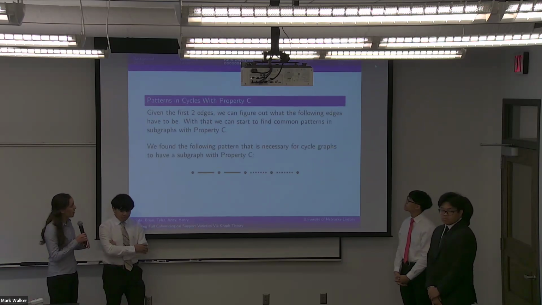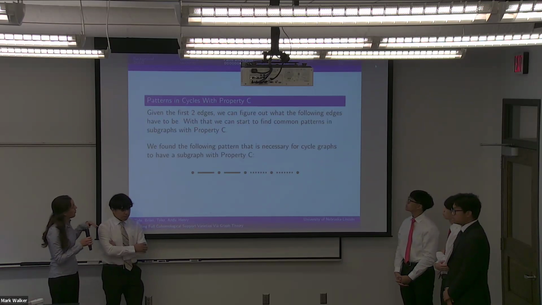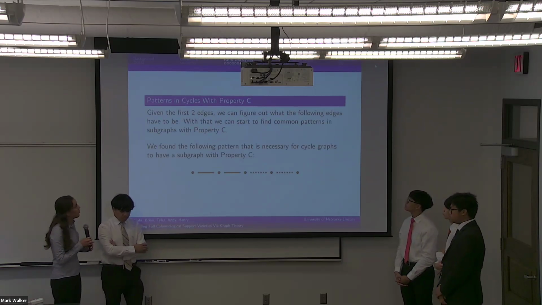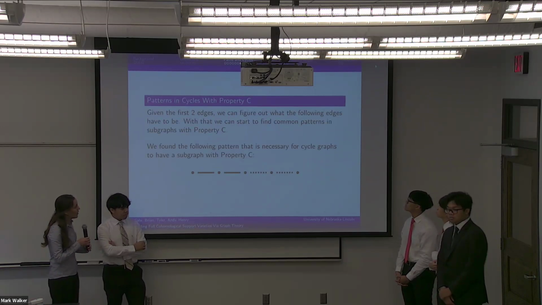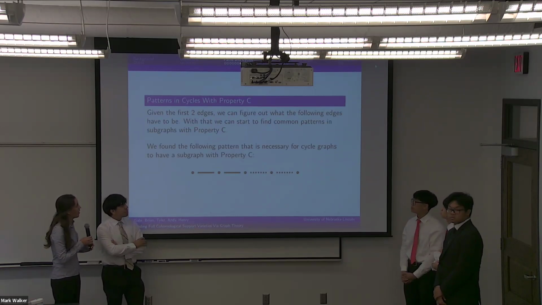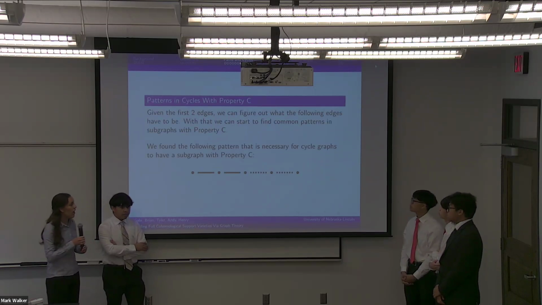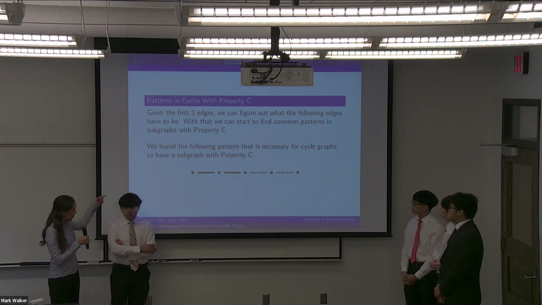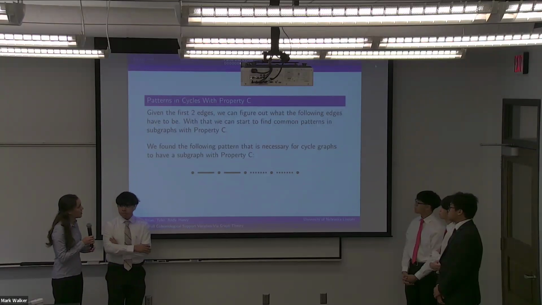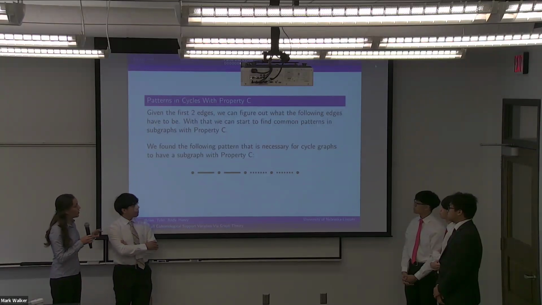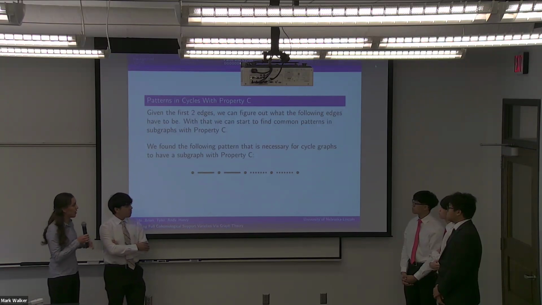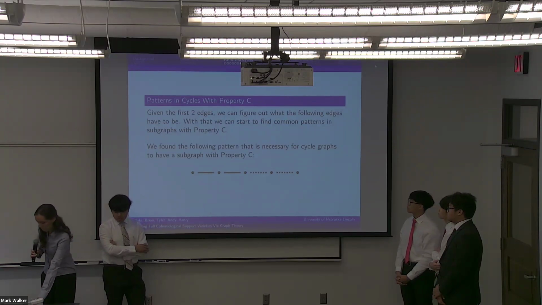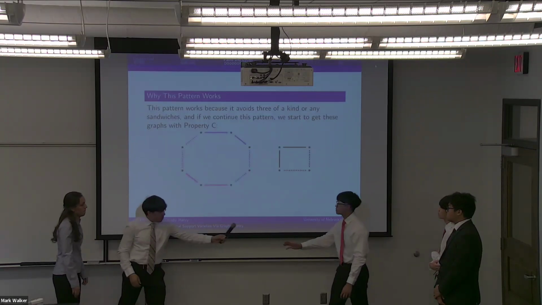Okay, because of the patterns we've found, we want to avoid them. So given the first 2 edges, we can figure out what the following edges have to be in order for the graph to contain property C. We found the following pattern that is necessary for cycle graphs to have a subgraph with property C. This is seen on the board. It's 2 edges followed by 2 gaps. And this pattern repeats itself in cycle graphs for it to have property C.